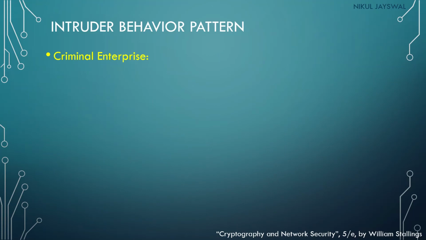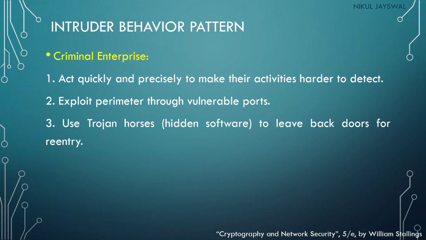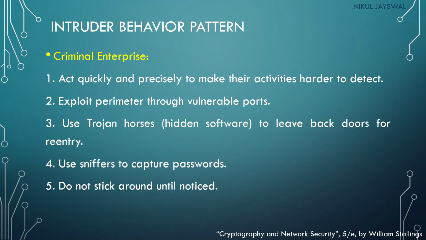Then the criminal enterprise. These are the various behavior patterns of the criminal enterprise. They will act quickly and precisely to make their activity harder to detect. They are very professional, and they will act very quickly, and use tools by which they can hide their activities. They will also exploit the perimeter through vulnerable ports. They will scan the ports, identify the open ports, and try to exploit them. Then they will also use a Trojan horse to leave backdoors for re-entry. Then they will also use sniffers to capture passwords. Criminal enterprises also do not stick around until noticed. Then they make few or no mistakes.